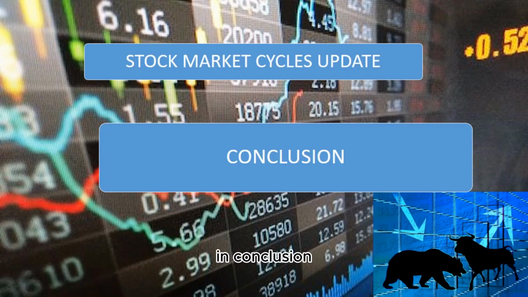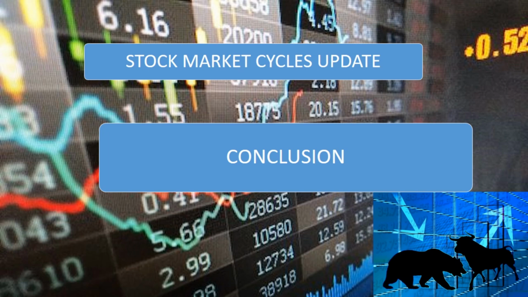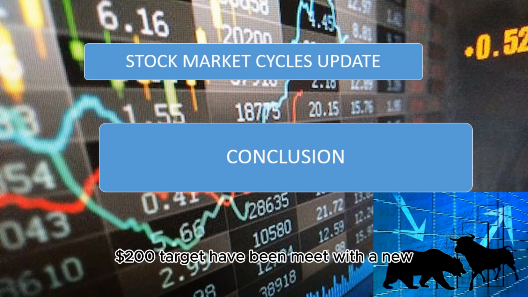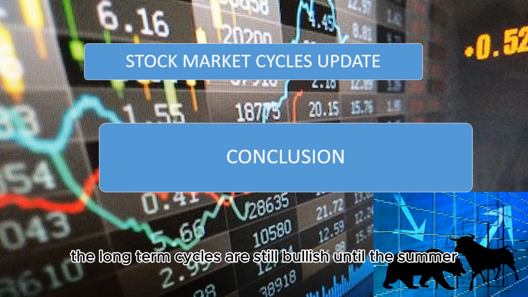In conclusion, for now there is no more upside target to fill up. Even if the monthly $200 target has been met, with a new all-time high at 203.92, the long-term cycles are still bullish until the summer.